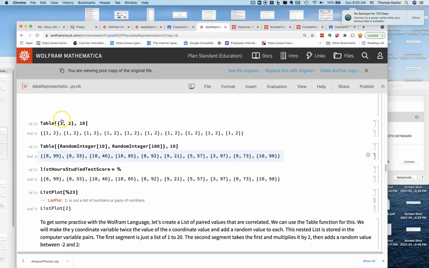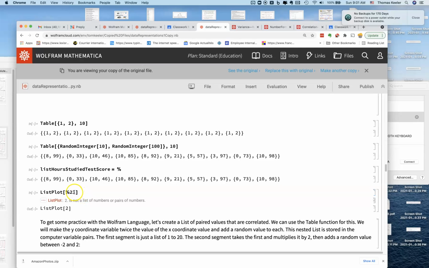Okay. Next, we want to look at making a table with ordered pairs. Okay, so you could just say I want 10 1s and 2s. Or you could make kind of a random one where you say, okay, I want to have a table that has these ordered pairs between 1 and 10 and 1 and 100. Okay, and so I'm going to call that hours studied and test score. So people studied between 0 and 10 hours, and they got scores between 0 and 100.